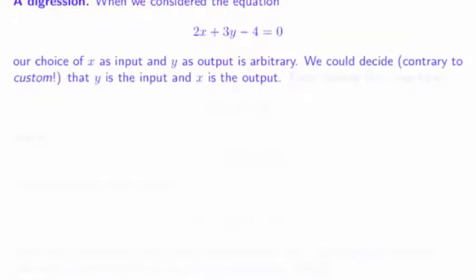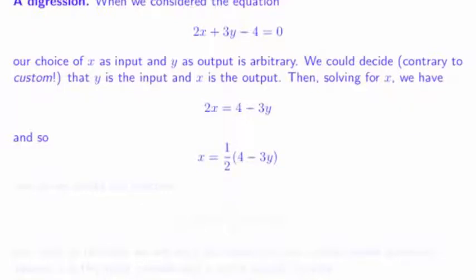When we considered the equation 2x plus 3y minus 4 equals 0, we decided that the letter x would be an input and the letter y would represent outputs. That is tradition, but it's an arbitrary choice. We could have decided, contrary to custom, that y was the input and x is the output. Then, solving for x, we would have 2x is 4 minus 3y, and dividing both sides by 2, we would have that x is 1/2 times the quantity 4 minus 3y, and so we'd create a different function, g of y, which is 1/2 times 4 minus 3y.